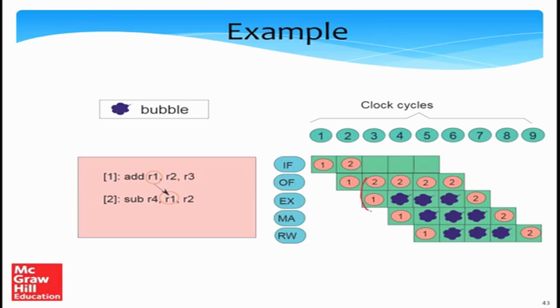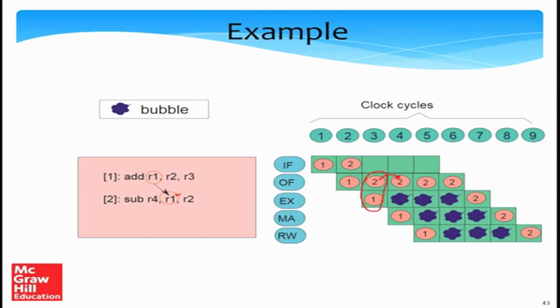At this point, an important decision is taken. It is found out that instruction 2 needs register R1, and the value of R1 it's not going to get from the register file because instruction 1 is not done yet. So in this case, for the next 3 cycles, it waits in the OF stage. In cycle number 4, we do not allow instruction 2 to progress to the next stage. We keep it at its current stage.